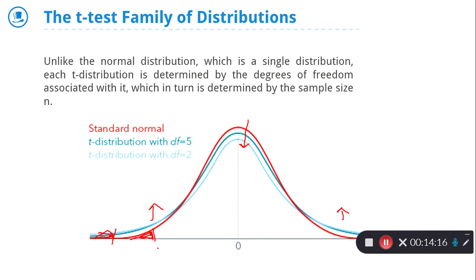So what does that do? It changes the critical values of t. Essentially, for our t-test, there is a different critical value for every degree of freedom, because degrees of freedom equal n minus 1. So effectively, for every different n, there's a different critical value that we use in the rejection region.